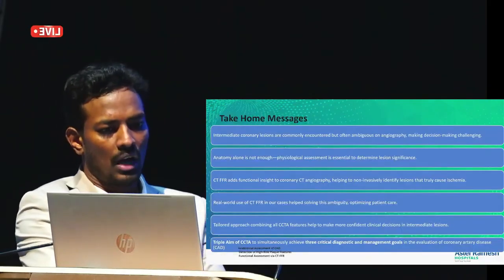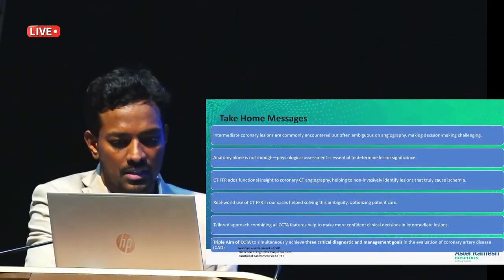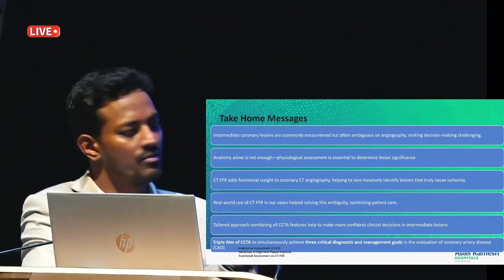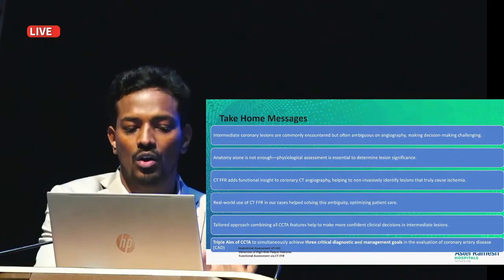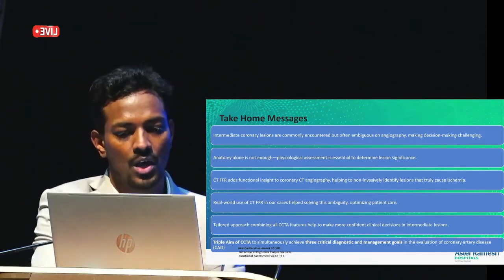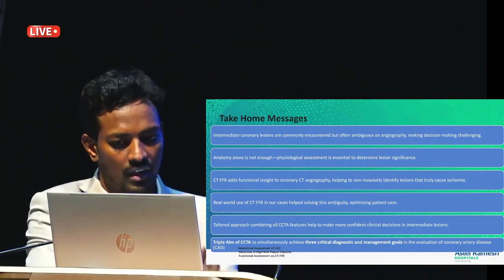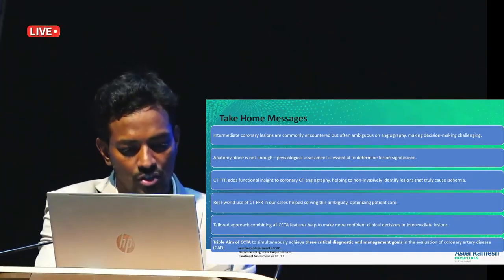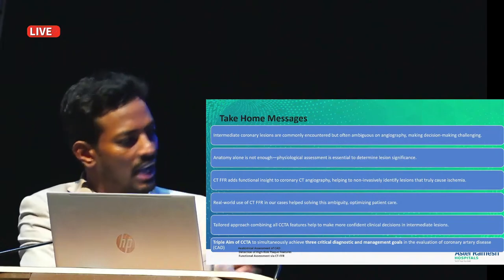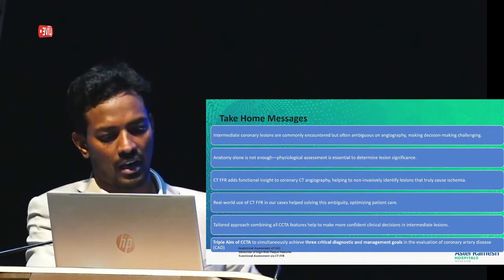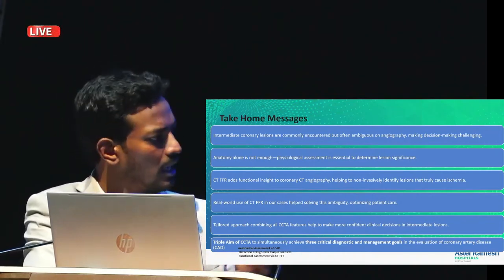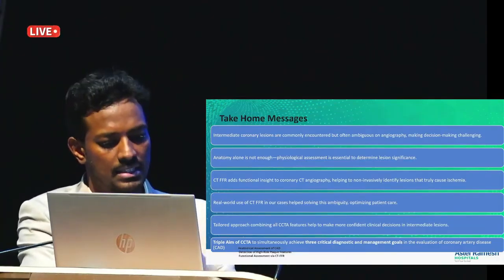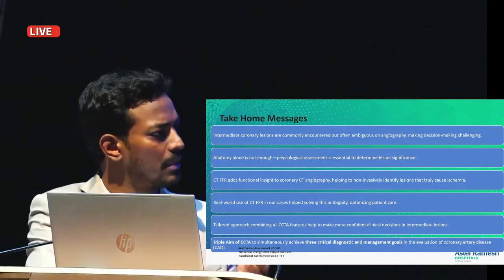So I would like to conclude this intermediate coronary lesion session by saying that they are commonly encountered and ambiguous in angiography, making clinical decisions very challenging. Anatomy alone is definitely not enough. Physiological assessment definitely helps in knowing the lesion significance. CT-FFR, the physiological assessment with CT, helps in getting more insight into the CT angiogram lesion severity. We have shown a real-world use case of CT-FFR, and this helped us in solving the ambiguity and optimizing patient care. A tailored approach combining all the CCTA features helps us.